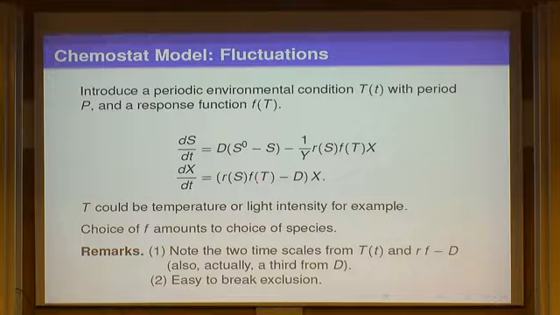So there's a special function, f, that tells you how well you can deal with a given temperature. I'm just going to call it temperature, say, but it could be some other environmental effect. And so you just multiply your growth rate by this function, f. The choice of f amounts in this model to a choice of species. Okay.